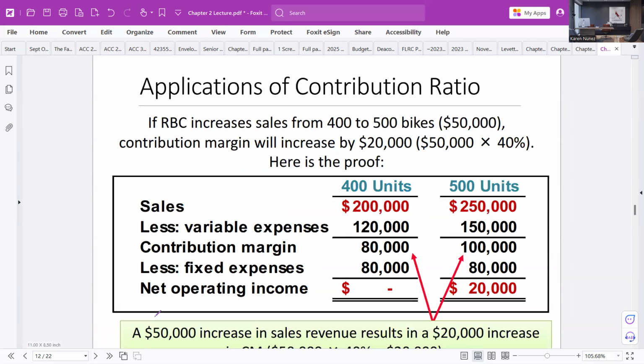So again, when you go back to this income statement, this is that break-even point. And if we find that we're going to increase our sales, if the sales increase, if we're able to sell $50,000 more in sales dollars, what's going to happen to our income? Well, 40% of our sales is contribution margin ratio. So 40% times the increase in sales tells us how much our income is going to change. Very powerful measure, this contribution margin ratio.